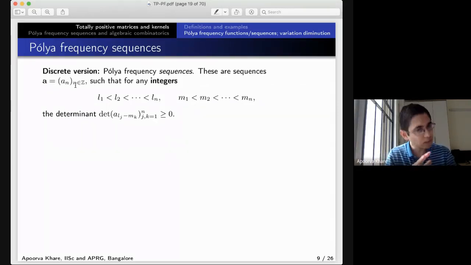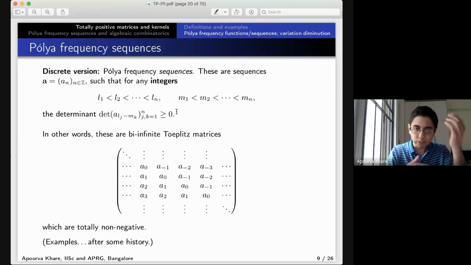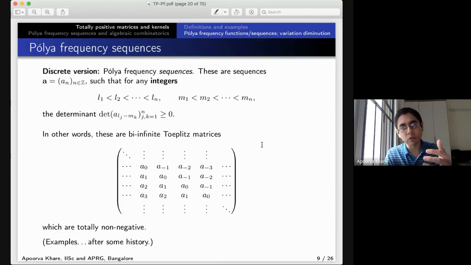These are just sequences, no integrability, no non-pathological nature, nothing assumed, just the total non-negativity. So for any integers l_1 to l_n and m_1 to m_n, take the determinant of this matrix and that is non-negative. In other words, this is like a bi-infinite Toeplitz matrix of this form. You choose so many rows, so many columns, the same number, but in arbitrary positions. Take the determinant, that is non-negative. I'll mention lots of examples after this, or how to create examples, after some history.